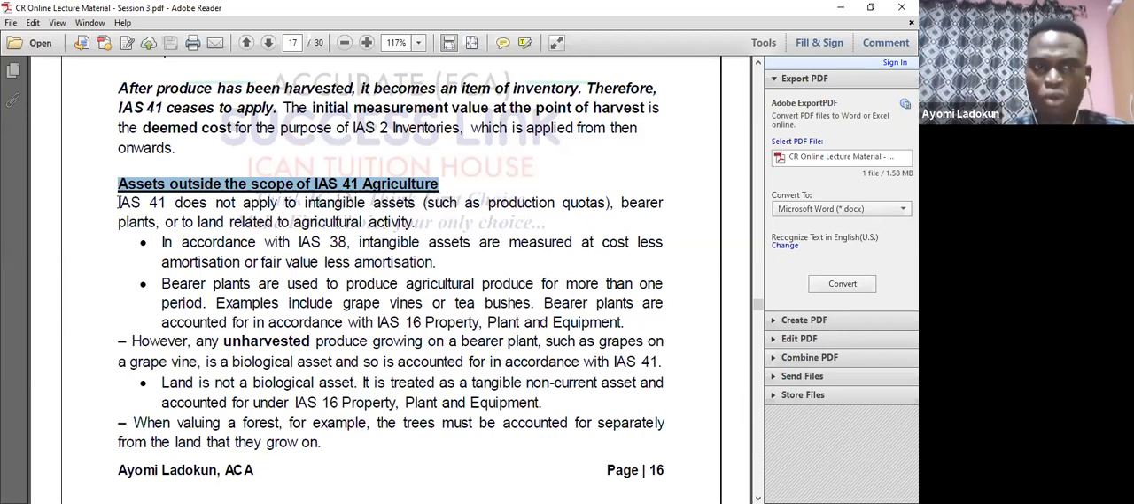All right. Now, IAS 41 does not apply to intangible assets, for example, production quotas, bearer plants, or land related to agricultural activity. What do you mean by production quotas? When we get to IAS 38, I will explain further. But when you say production quota, for example, you go to IITA in Ibadan, they are into agriculture, right? So they can give you production quotas that have information on crops that you can sow or whatever. I'm not really a farmer, so I'm just trying.